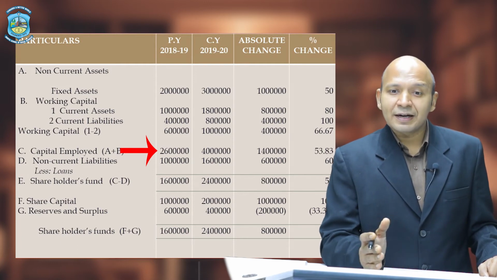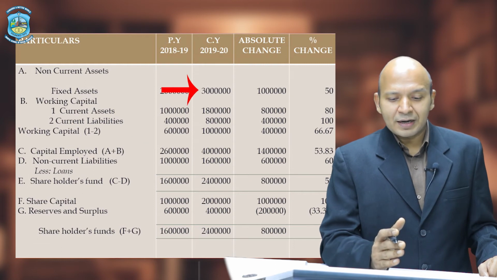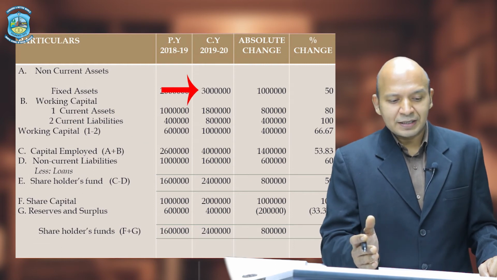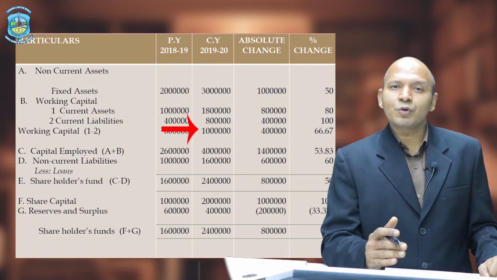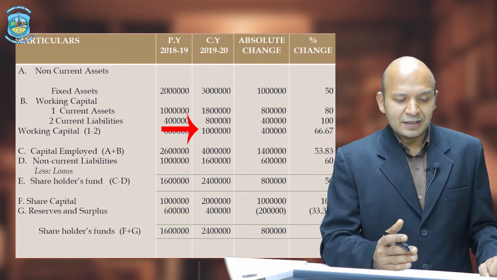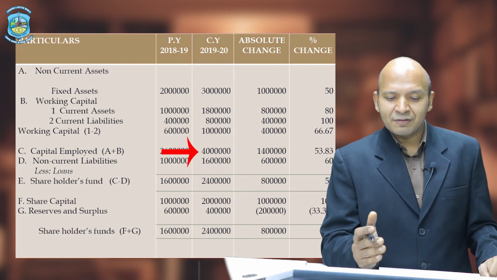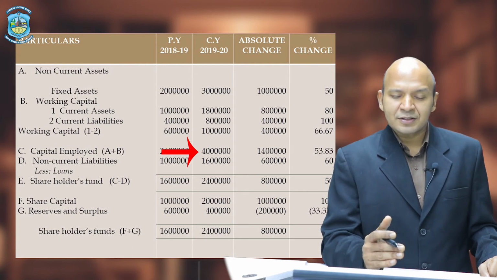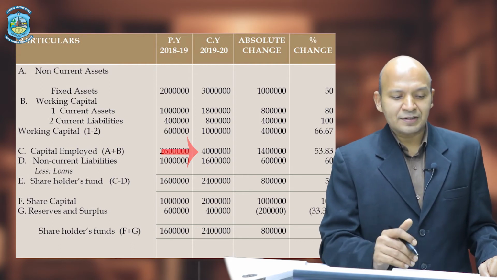For the current year, non-current assets was 30 lakhs, working capital was 10 lakhs. So as per the formula, A plus B, capital employed for the current year will be 30 lakhs plus 10 lakhs, the total is 40 lakhs.